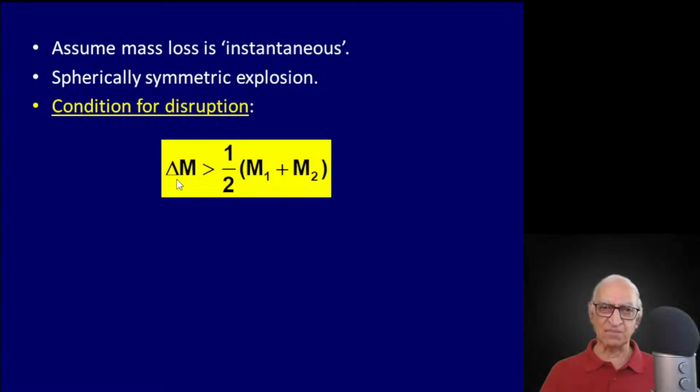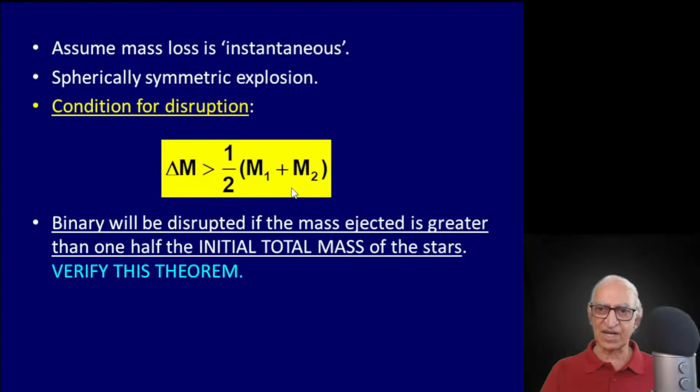The binary will be disrupted if the mass ejected delta m is greater than half the total initial mass of the system. The initial masses were m1 and m2. Mass ejected is delta m. So for the binary to be disrupted, delta m must be greater than 1/2 of m1 plus m2. So let us look at the expression. The binary will be disrupted only if the mass ejected is greater than 1/2 of the total mass of the stars. Please verify this theorem. This should not take you more than about 10 minutes of thinking. The calculation itself is utterly simple.